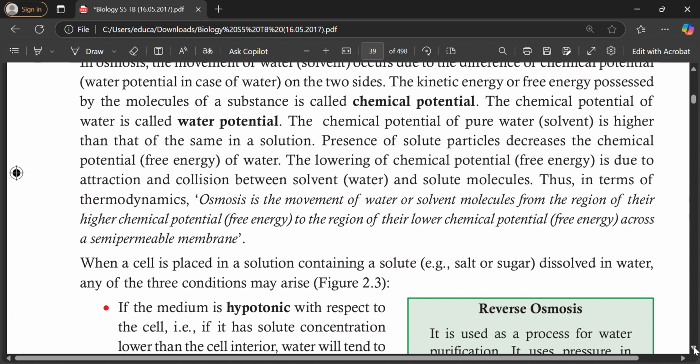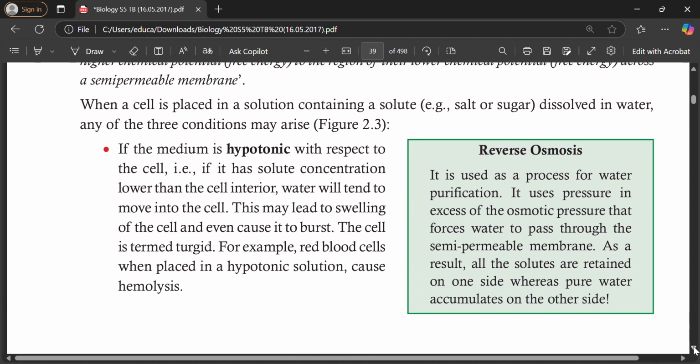I've explained about that. Hanyuma rero, if the medium is hypotonic with respect to the cell, it has solute concentration lower than the cell interior. Nuvuga ngo tukeneye kumenya icyo twita hypotonic and hypertonic solutions. Nuvuga ngo iyo substance cyangwa se solution izaba hypotonic with respect cyangwa se tuyigereranije n'indi solution iri muri cell, izaba ifite solute concentration iri hasi kuri cell interior. Icyo gihe rero water will tend to move to the cell.